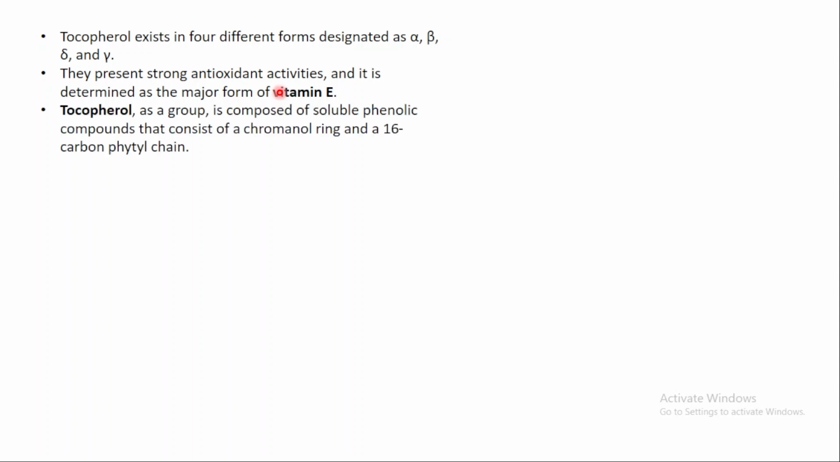Tocopherol as a group is composed of soluble phenolic compounds that consist of a chromanol ring and a 16 carbon phytyl chain. So to simplify things further, this is the structure of tocopherol. This is what the statement was saying: a soluble phenolic compound consists of a chromanol ring and a 16 carbon phytyl chain.